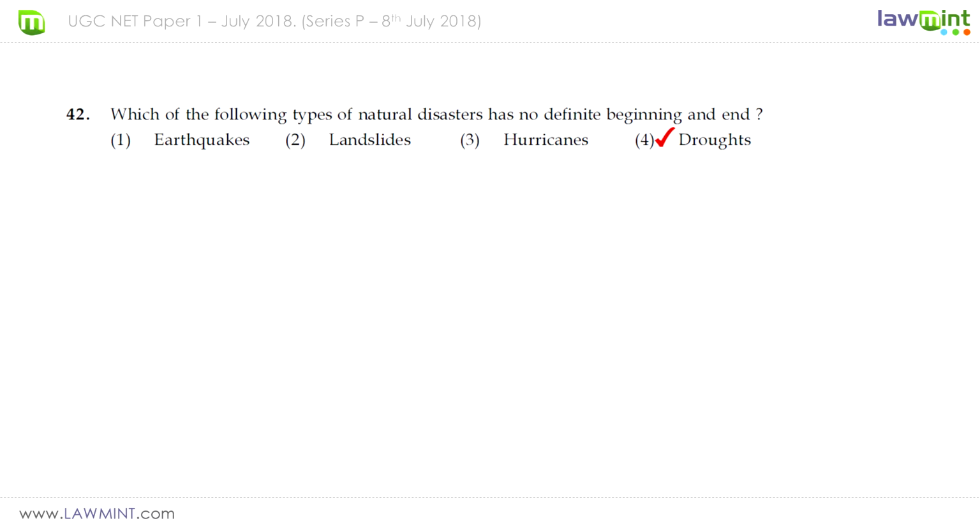And sufficient water doesn't mean that the drought stops as soon as there is any rainfall, because if the rainfall happens but it is not sufficient, then the drought does not end there. Therefore, a drought is a natural disaster that does not have a definite beginning and an end, and answer choice 4 is the correct answer.